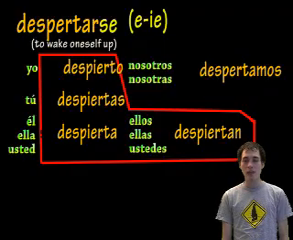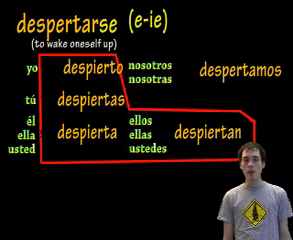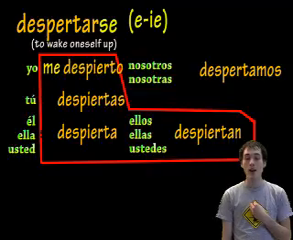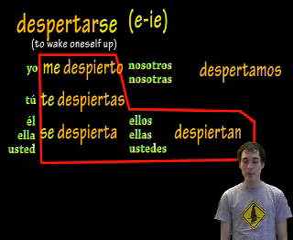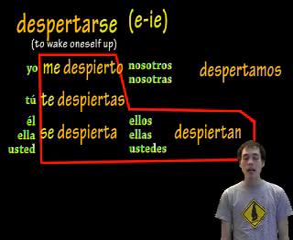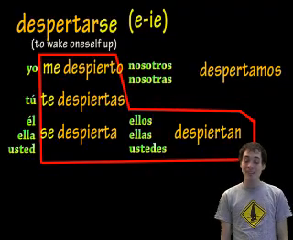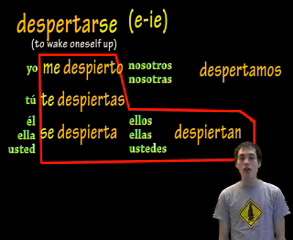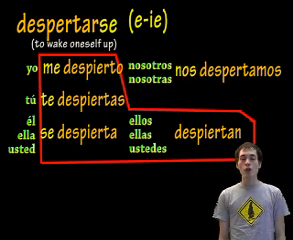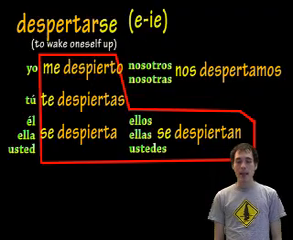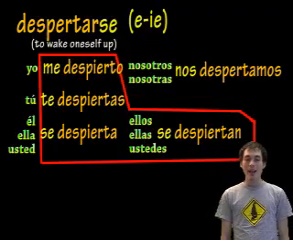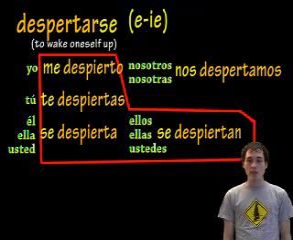So if we add the se, change the se in the front of these, we have yo me despierto, I wake myself up. Tú te despiertas, you wake yourself up. Él se despierta, ella se despierta, usted se despierta. He wakes himself up, she wakes herself up, you wake yourself up. Nosotros nos despertamos, we wake ourselves up. Ellos se despiertan, ellas se despiertan, ustedes se despiertan. They wake themselves up, or you all wake yourselves up.